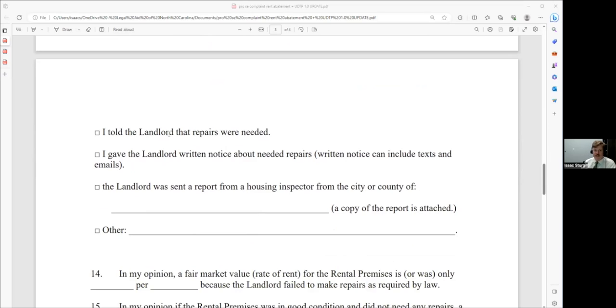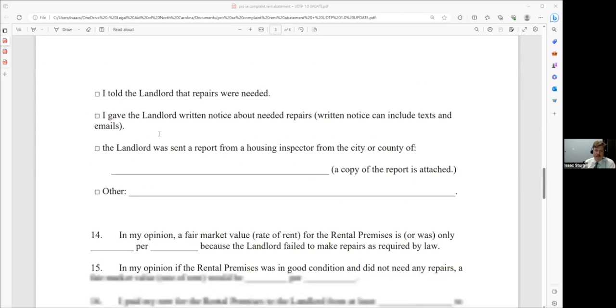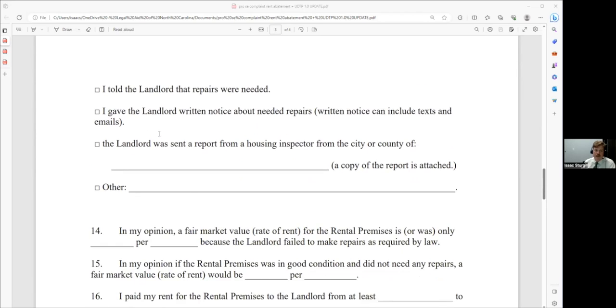I told the landlord that repairs were needed. So this would be something if the tenant had a conversation over the phone or in person with the landlord, they could check that box. And that is considered sufficient notice. You can give verbal notice. Is that a good idea? It's not ideal, because if someone gives verbal notice, like over the phone or something, and then the landlord later just disputes that or says, no, you never told me that, the tenant doesn't have any proof.